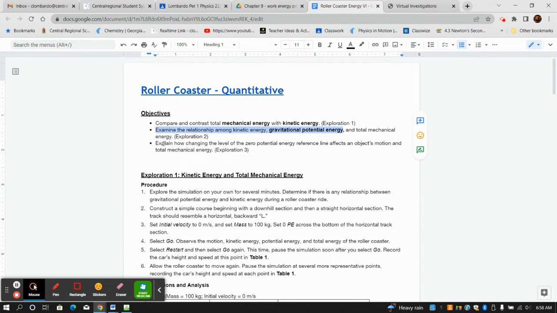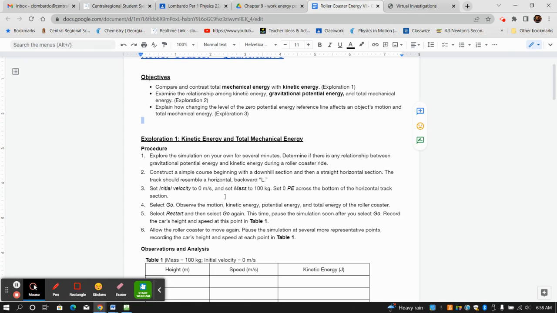We may get to part three. We'll kind of look at that, but that would be explain how changing the level of zero potential energy reference line affects an object's motion and total mechanical energy. All right, so part one, explore this for a couple minutes and determine if there is any relationship between kinetic energy and potential energy during a roller coaster ride.